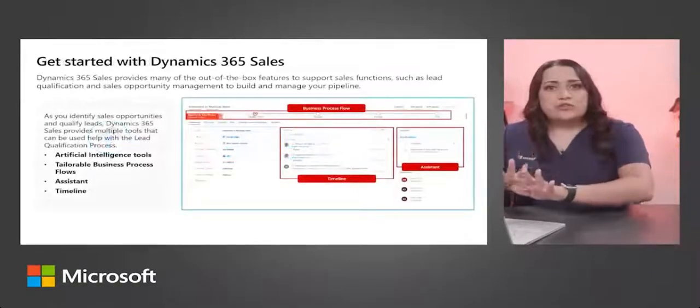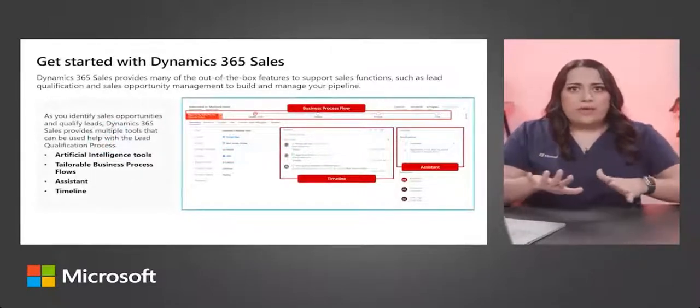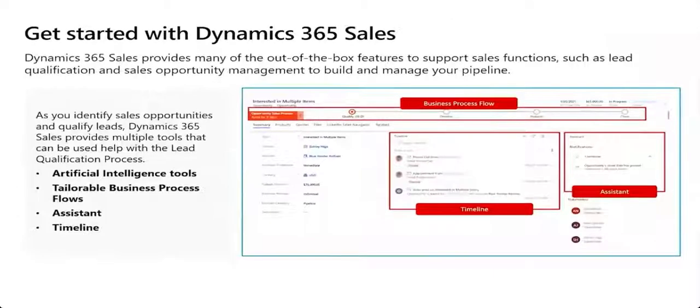So when we look at all of the different tools that are available, we have lead qualification and sales opportunity management to help build and manage your sales pipeline. And all of these tools can be easily configured to help support your sales organization's unique or ever-changing needs. And this ensures that your organization can use modern selling tools and technology with your own proven sales practices. And we'll actually look at these in more detail later on.